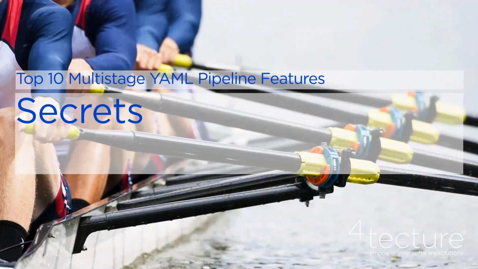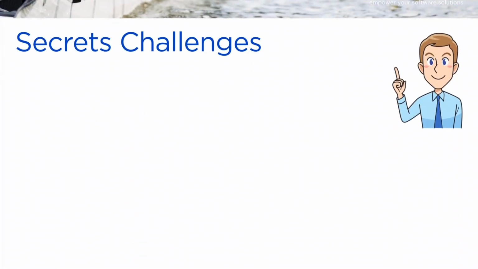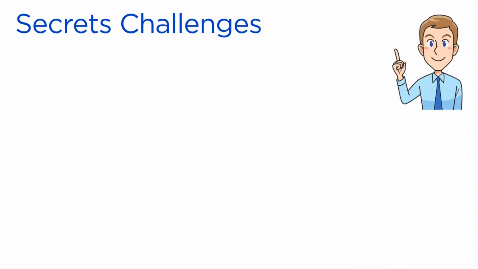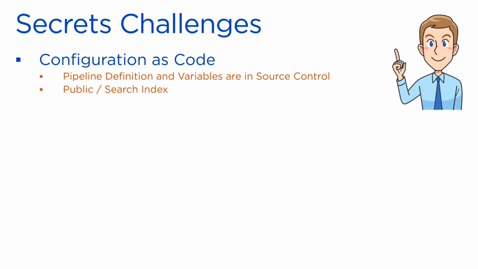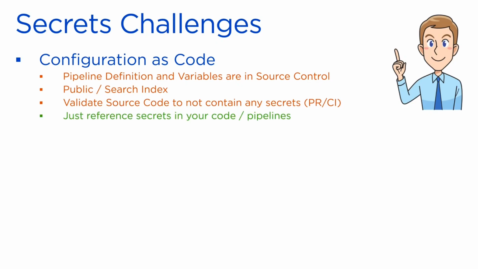So let's talk about secret management in YAML pipelines. When you're working with YAML pipelines, secrets are not part of YAML. The problem is your YAML definition is stored inside the source control repository, which is a public search index. Everybody can access it, so there is just no place for secrets at all. Therefore, we need to reference those secrets in the YAML pipeline instead of defining them inside YAML.